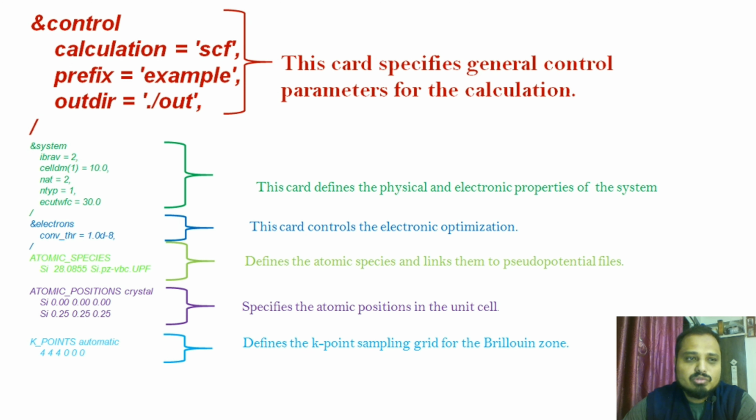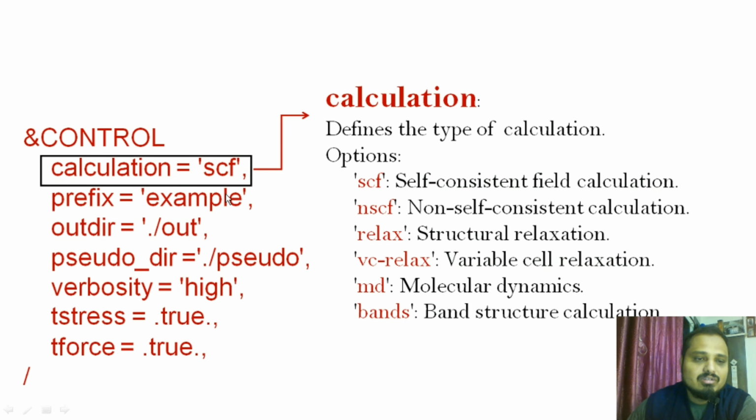So first we have the control card. This card specifies the general control parameters for the calculation. Now let's see which parameters are available under this control card. First we have calculation. This calculation defines which type of calculation we are going to perform. For example, if we are performing an SCF calculation, then we need to specify SCF over here.